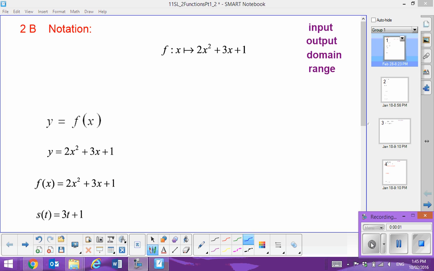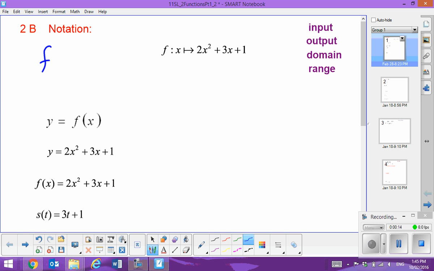In section 2B, we're now looking at notation for functions. Many of you may have seen this last year in Year 10, but let's do a quick review of it. We've got this f of x notation, which means we've got a function and our variable is x.